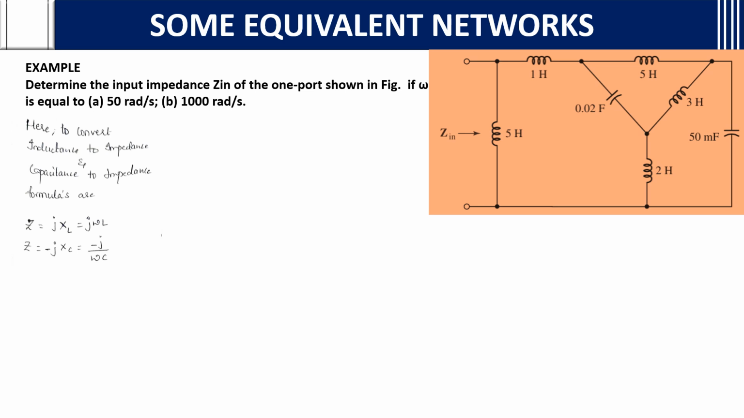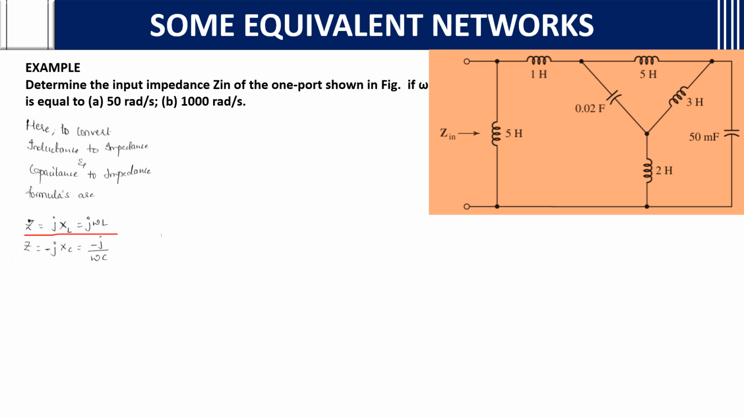If you see here, we need to convert. We can't directly convert this. You can see that this is in delta, you can't directly convert it into star. And here also you can see this is in delta. There is some procedure for inductors and capacitors. Inductors and capacitors need to be converted into impedance. So how can we convert? These are the formulas.